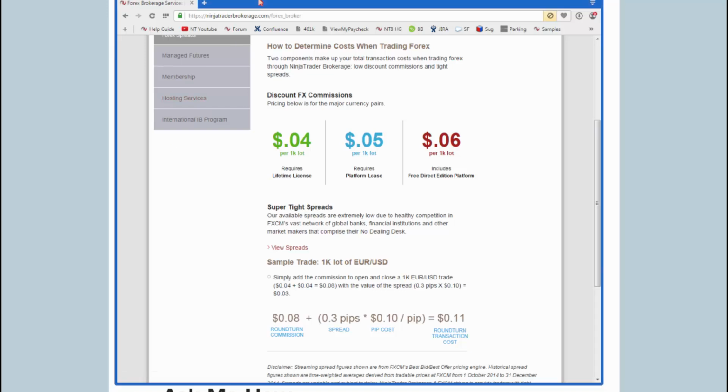So when it comes to pricing, you'll see that with the free Direct Edition, the commission rate is 6 cents per side per micro lot. And that's what we mean by 1K lot. Another way to look at that is 60 cents per mini lot, and a mini lot would be 10,000 units of currency. So this is a helpful little spot on our website here, to break down, for those of you that are brand new to Forex trading, how to determine your costs. And that's really the great change.